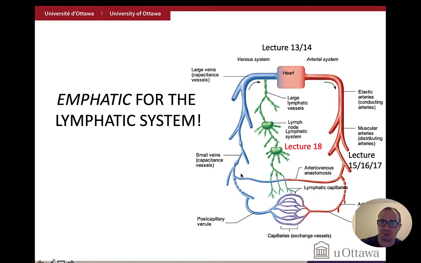There's a large network of what are called lymphatic capillaries and lymphatic ducts that bring this interstitial fluid back to the venous system. And as we'll see, the lymphatic system is also important for your immune response. So really, it has those two main functions.